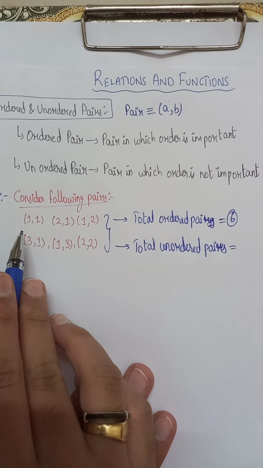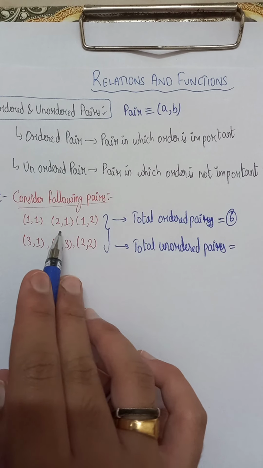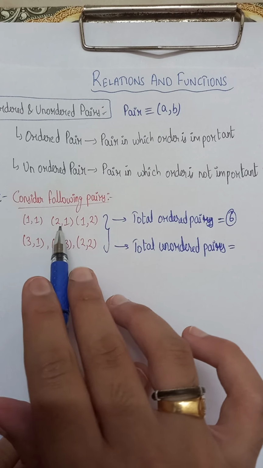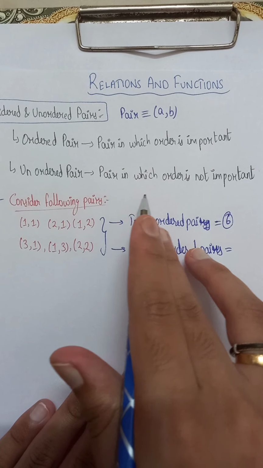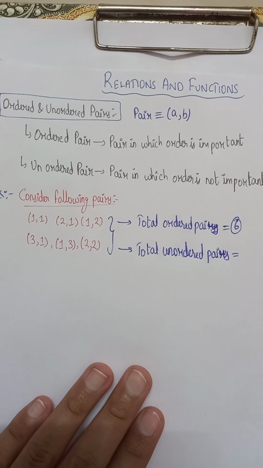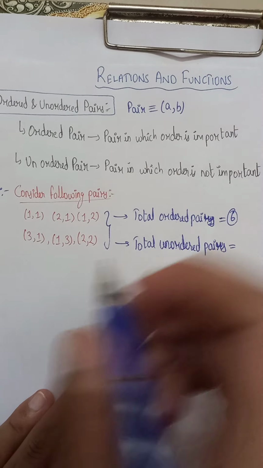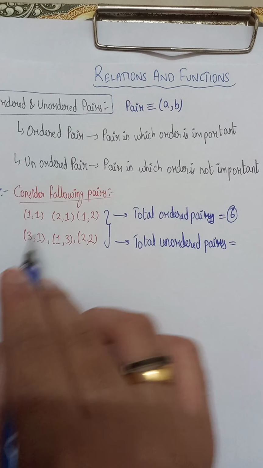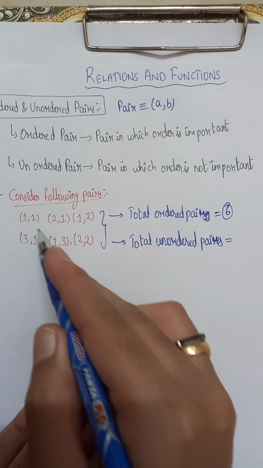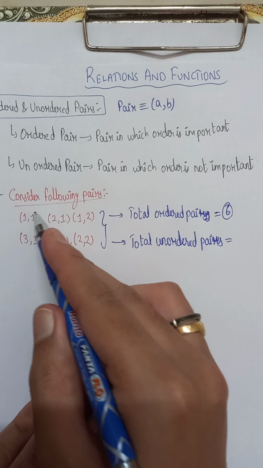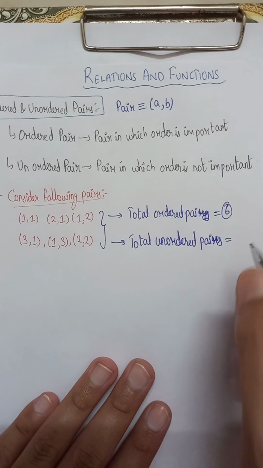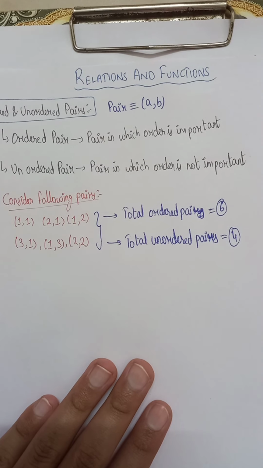See, 2 comma 1 and 1 comma 2 are the same according to unordered pairs, where order does not matter. Similarly, 3 comma 1 and 1 comma 3 are also the same according to unordered pairs. And then 2 comma 2. So therefore 1 comma 1 is the first pair, then the second pair, third pair, fourth pair. So there are a total of 4 pairs.